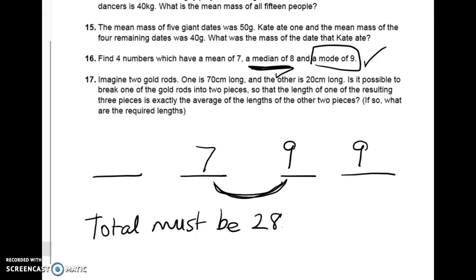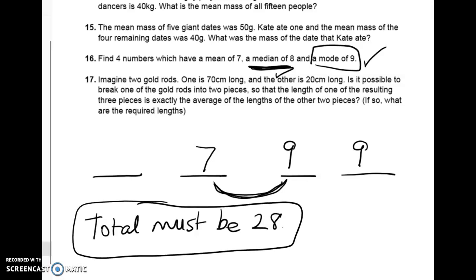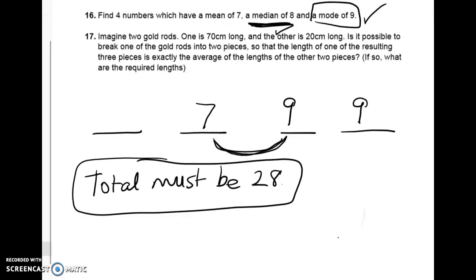Now we just have to figure out how I will have a mean of 7. And that's easy because I started out by saying, hey, the total's got to be 28. So these add up already to 25. 9 plus 9 plus 7 is 25. So this first number has to be 3.